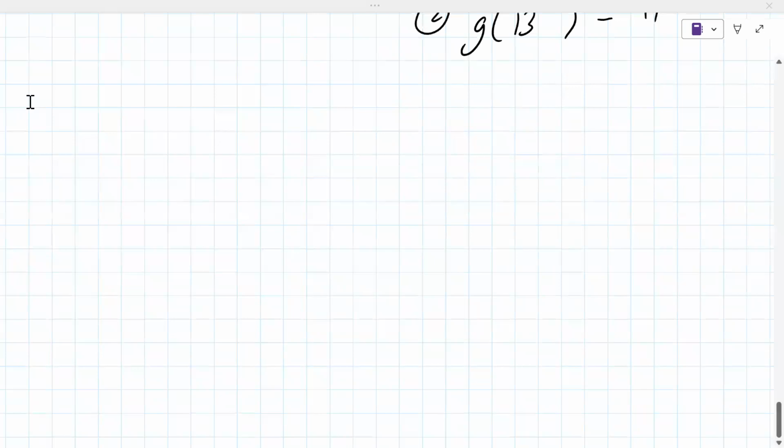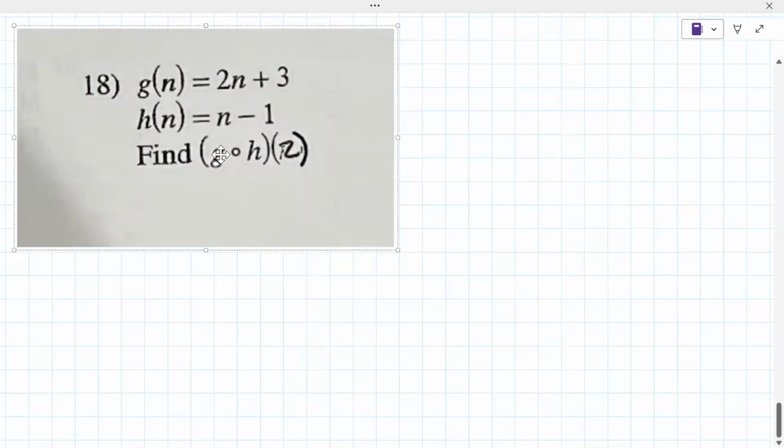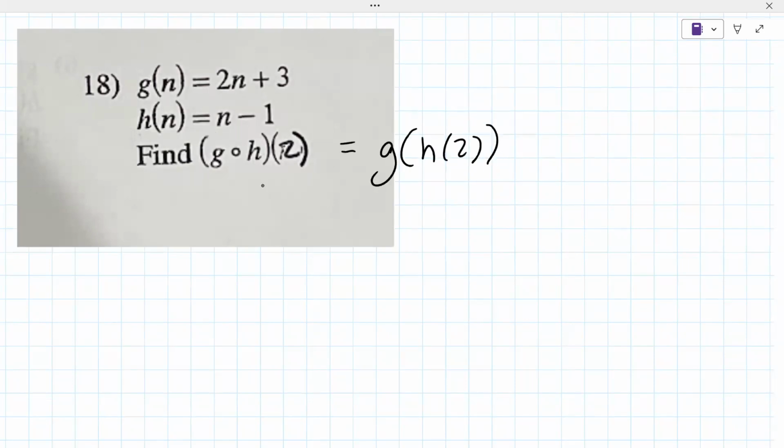All right, so another problem here. A lot of worksheet practice today. This is a good kind of starter. It's like doing drills, fundamentals. So this notation here, g bubble h of 2, that's composition. That means g of h of 2. So what do you find first?